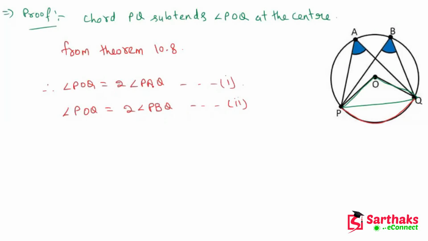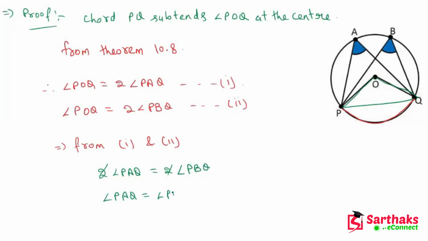From equations 1 and 2, both LHS are equal, so we can write twice angle PAQ is equal to twice angle PBQ. The 2 will be cancelled, so we get angle PAQ is equal to angle PBQ. Hence proved. I hope, my dear friends, you understand these things. So now, my dear friends, let's move on.